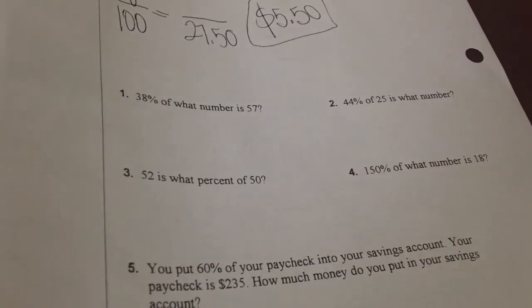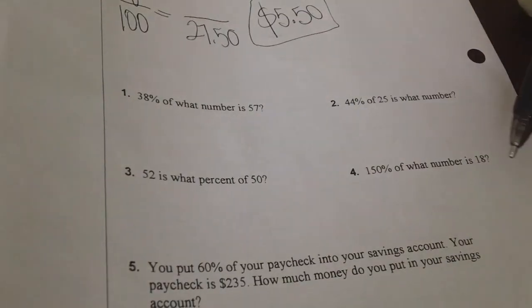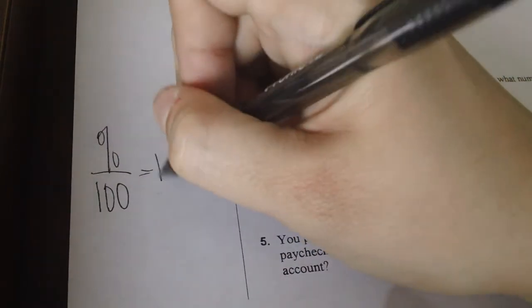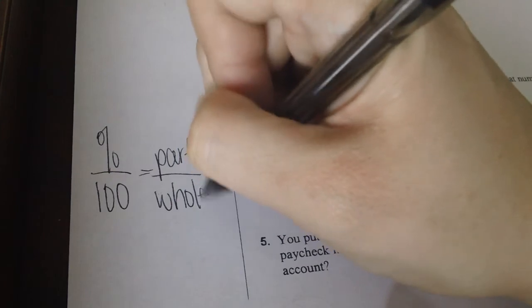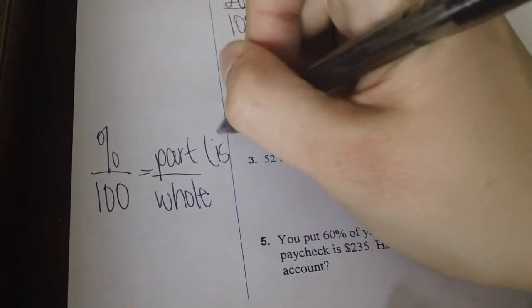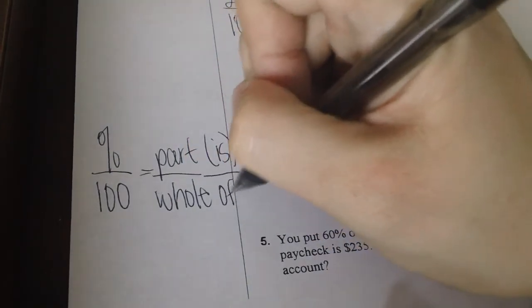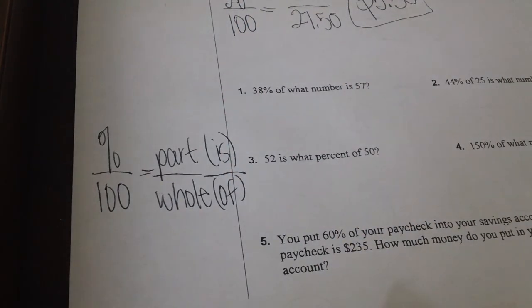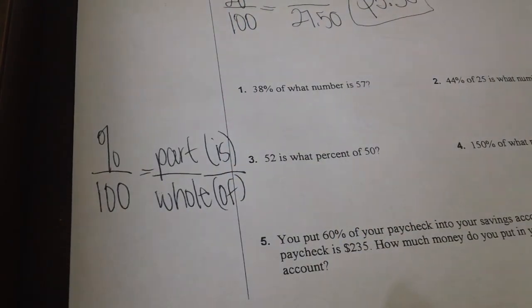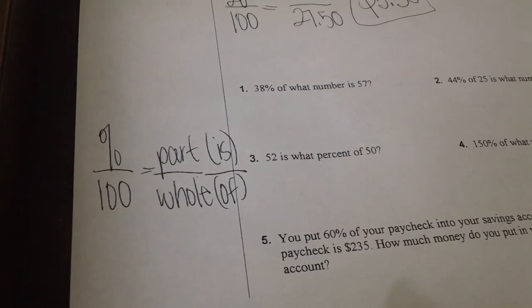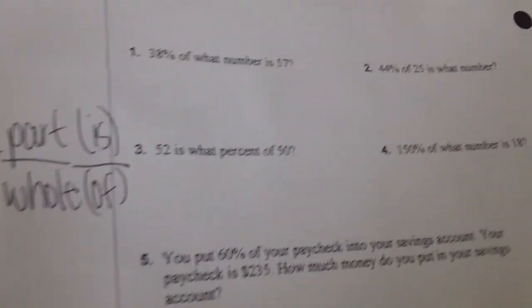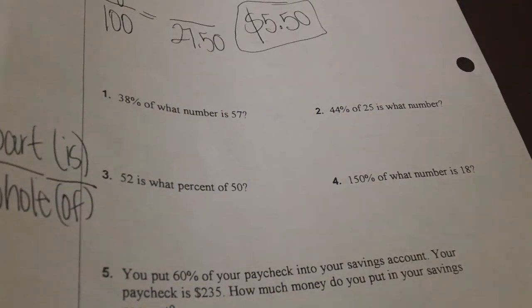Alright, there are 5 questions for you to do for homework. Remember, the percent equation is percent out of 100 is the part over the whole, which can be remembered by is over of. So you need to set up each of those 4 problems as a percent equation, as well as number 5 using the percent equation, and you shouldn't have any trouble doing those 5 problems.